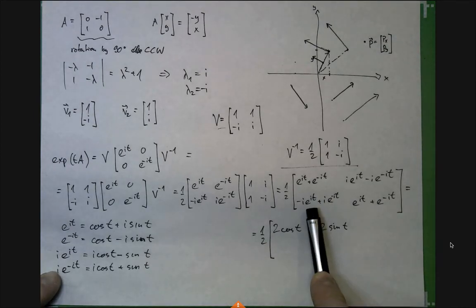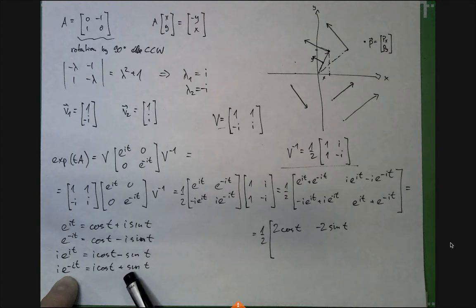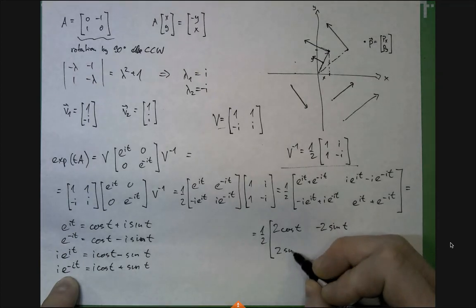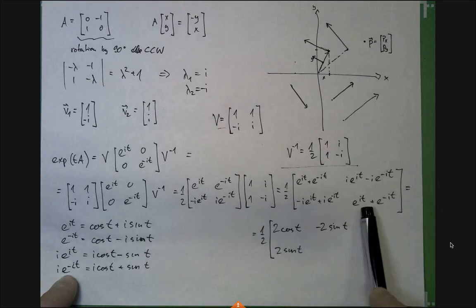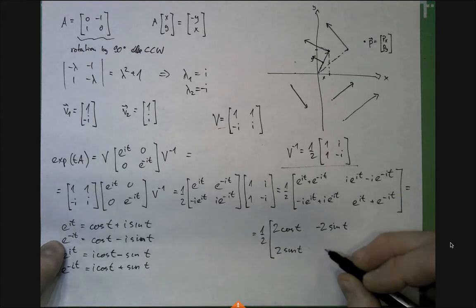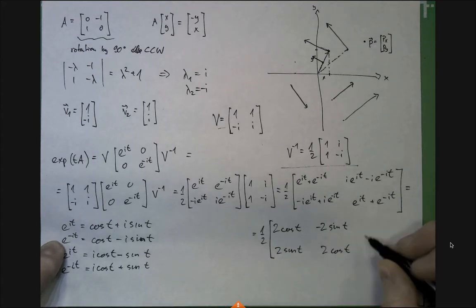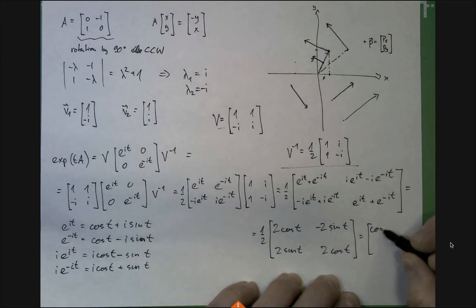What happens here? Similar thing, right? Here I have minus this plus this. So that gives me 2 sine t this time. Okay. And here I have just the same thing as here, e to it plus e to minus it. So that's again just 2 cosine of t. Okay, so this is nothing but cosine t, sine t, sine t, and cosine t, and here is minus.